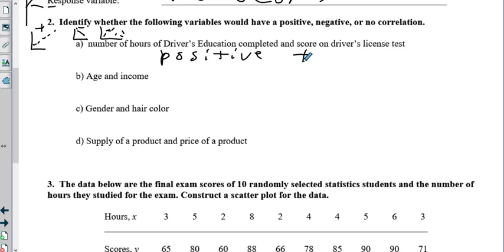Now, this one can be confusing, age and income. This is not individually. Like, individually, you expect as you get older, you're going to get raises and make more money than you did when you were younger. Yeah. But this is in general. Does someone's age predict their income? No, there's no correlation.